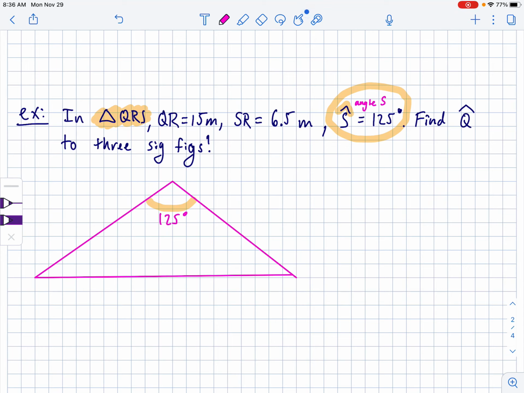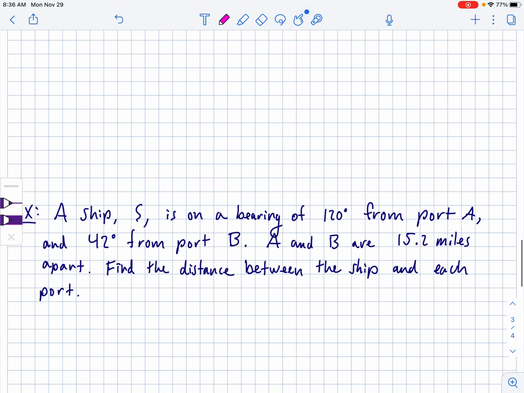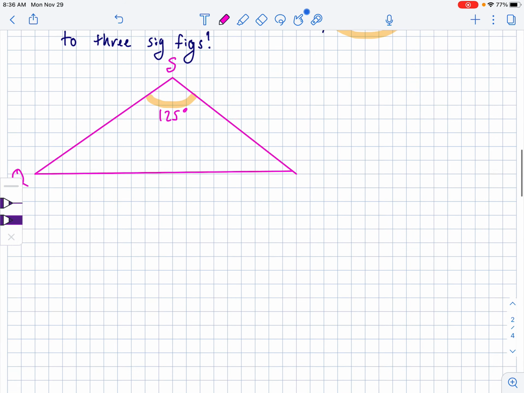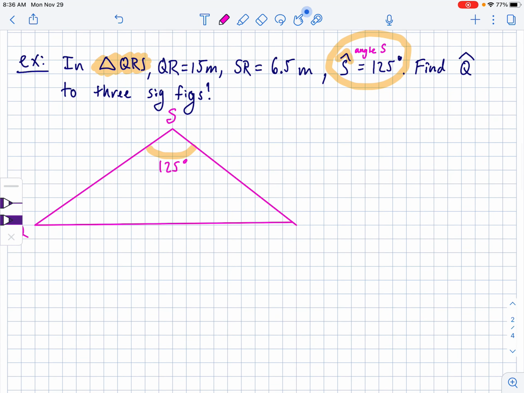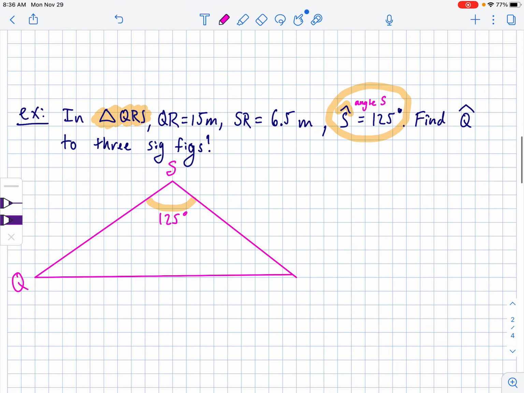That was angle S, so I'm going to put S here at the top. Now, for sides Q and R, it doesn't really matter where you put them. I'll put Q on this side. You could flop these. Whoa, calm down, Notability. Bring it back. There we are. Yeah, I'll put Q on that side, and maybe R over here.